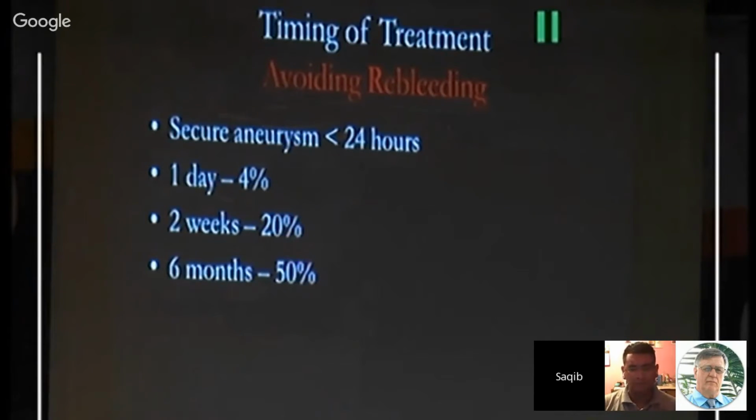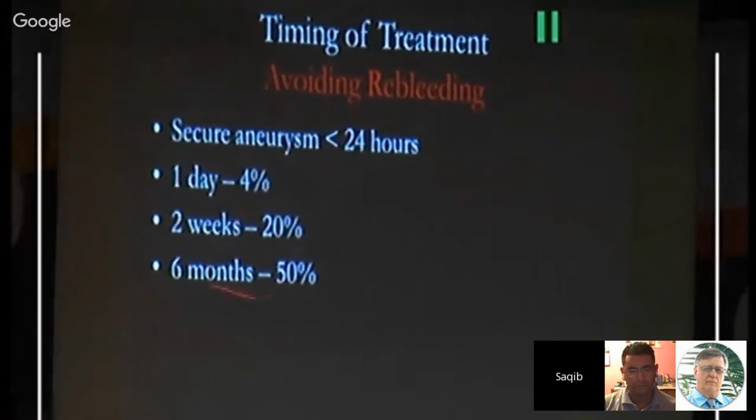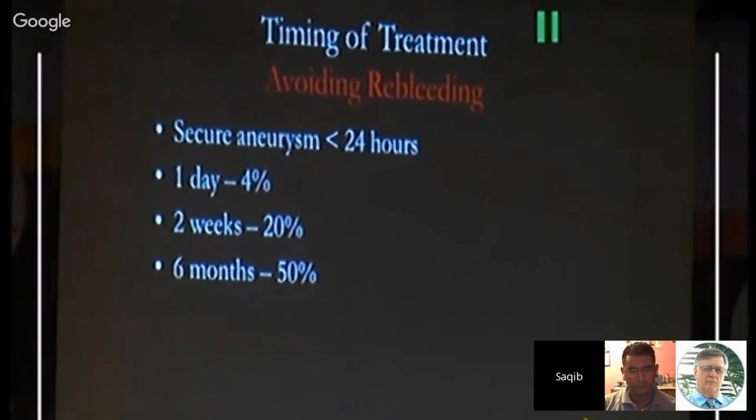We want to avoid rebleeding. So we want to get that aneurysm secured within 24 hours. If it's not within 1 day, the rebleeding rate's about 4%. Within 2 weeks, it's about 20%, and at 6 months, it's 50% if the aneurysm is not secured.